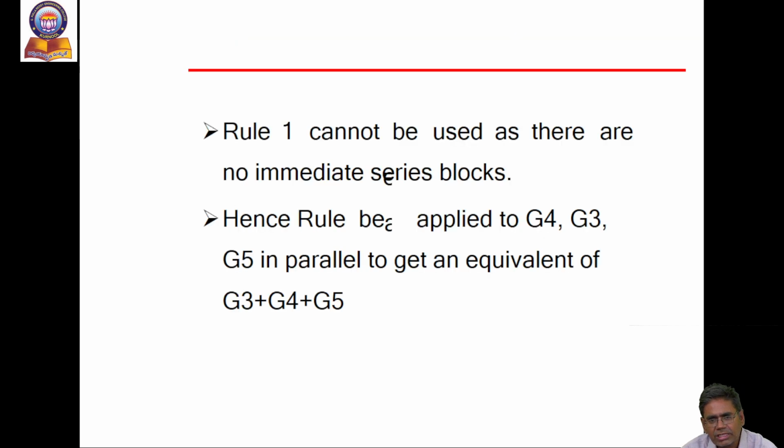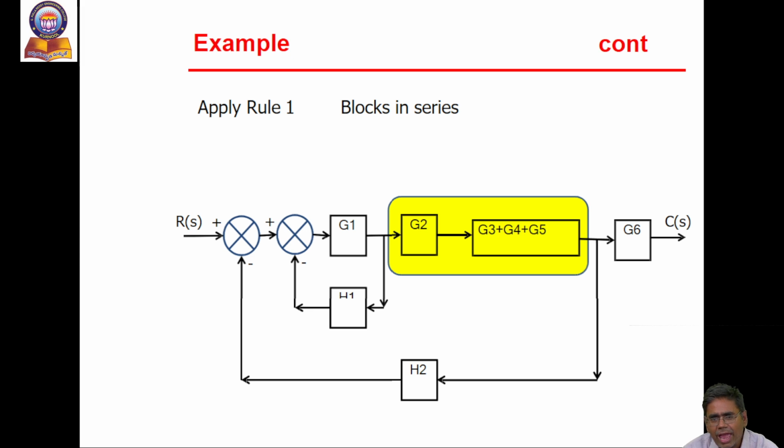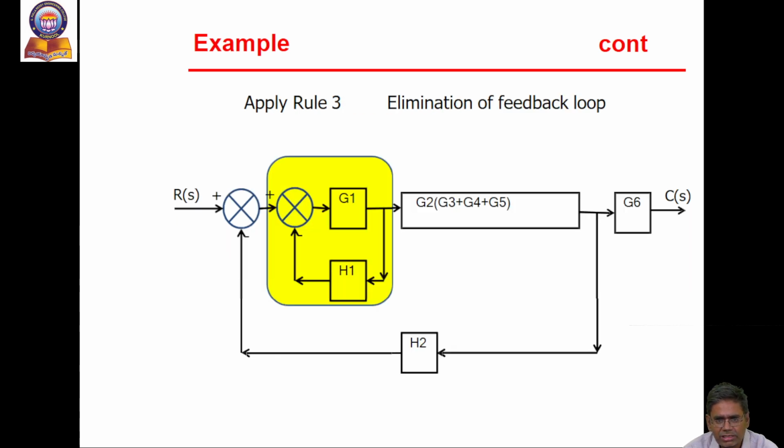The second one is series in G2. We cannot use it, as there is no intermediate series block, hence rule 2 is applied. G3, G4, G5 are parallel, and we get the equivalent G3 plus G4 plus G5. First simplify this one, then add it to G2. These two are connected in series, then G2 into G3 plus G4 plus G5.